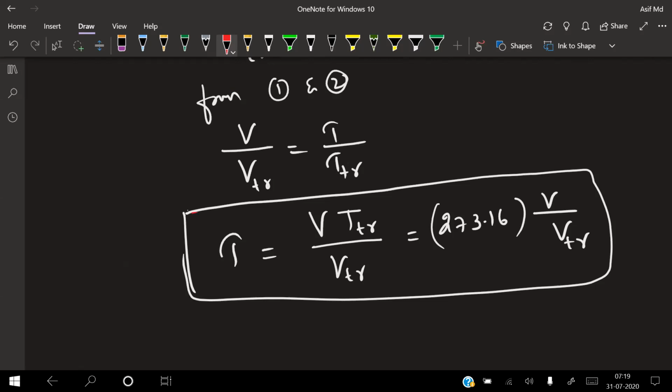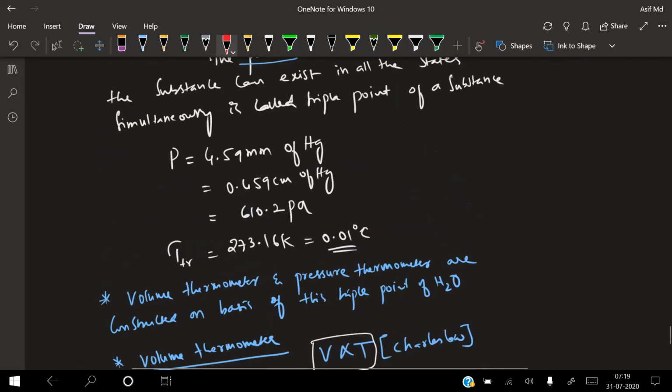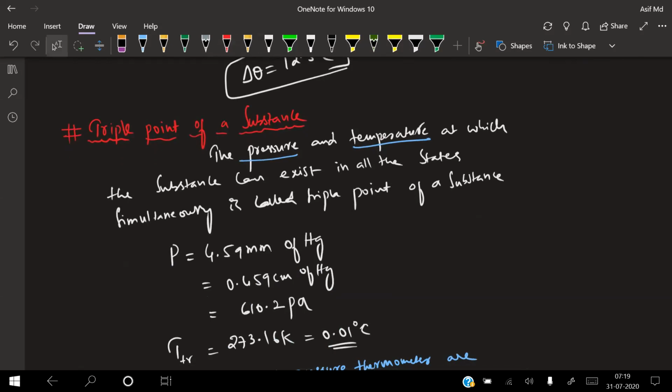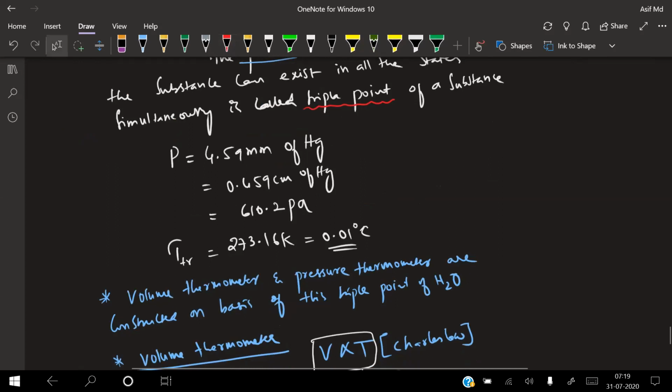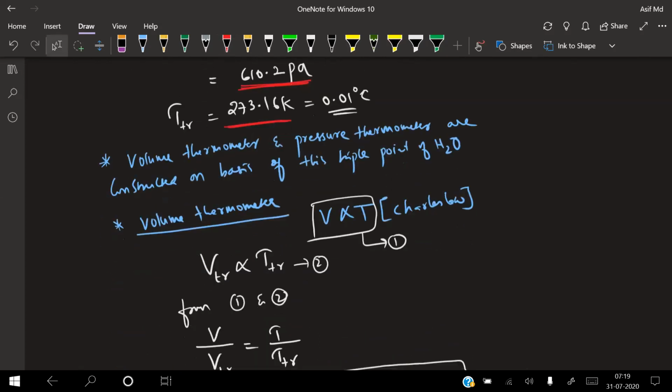Okay, so once again you see it better. What I am calling the triple point of a substance is the pressure and temperature at which the substance can exist in all the states simultaneously. What is that pressure we are taking? 610 Pascal. Our temperature is equal to 273.16 Kelvin. Volume thermometer and pressure thermometers are constructed based upon this triple point.